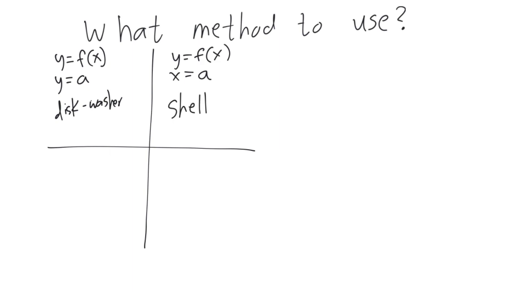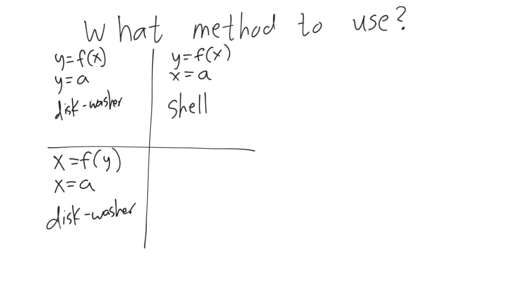Okay, there are two more possibilities. These are the ones that I honestly don't like as much. They're a little harder to think of. That's basically if you have it solved for x, so if x is a function of y. Well, if you have x as a function of y, and you're rotating about x equals some number, like say the y-axis, this is going to be another example of the disk or washer method.